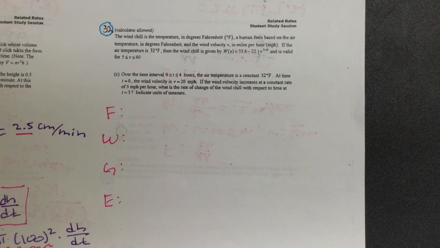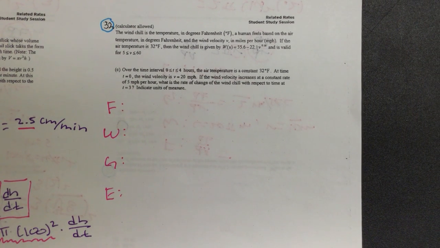At time t is equal to 0, the wind velocity is v is equal to 20 miles per hour. The wind velocity increases at a constant rate of 5 miles per hour. What is the rate of change of the wind chill with respect to time at t is equal to 3? Indicate units of measurement.